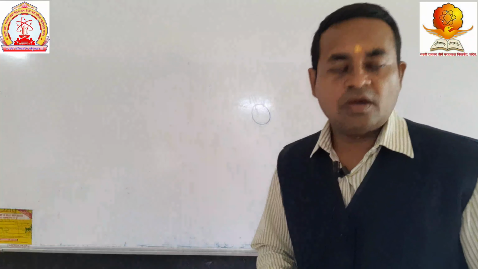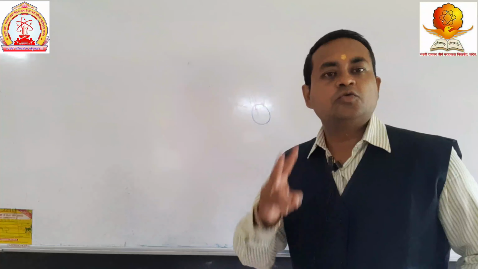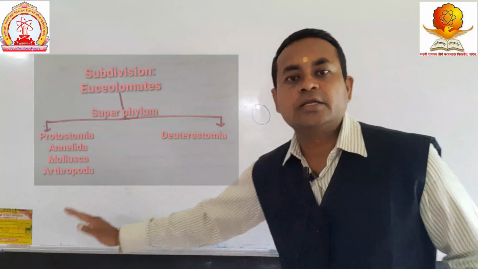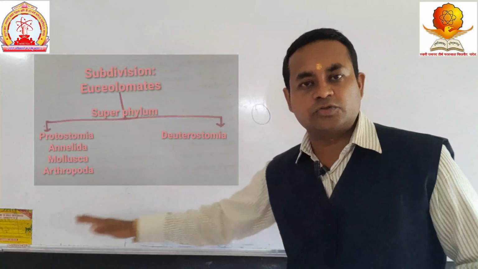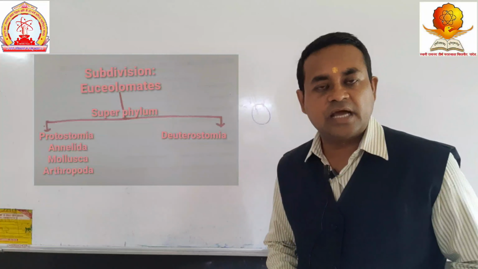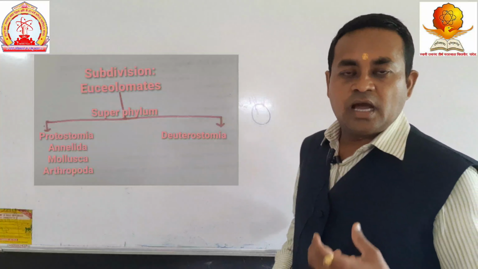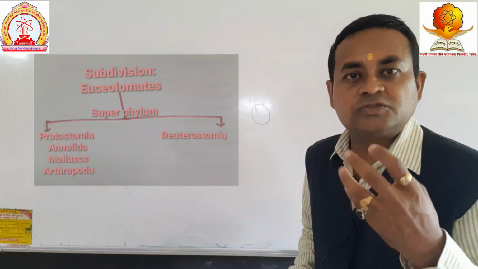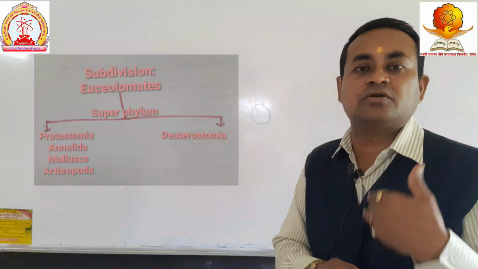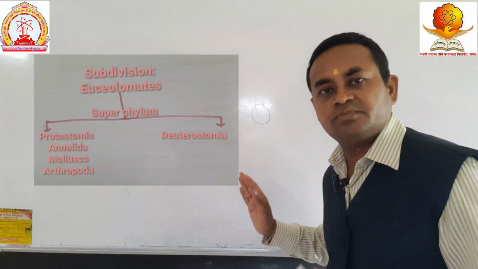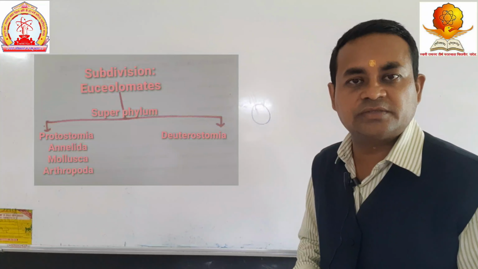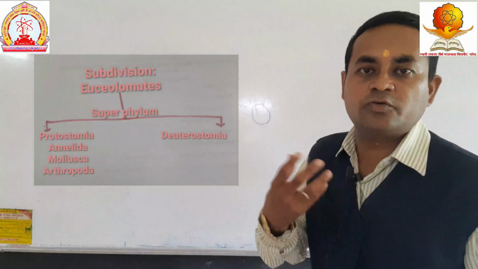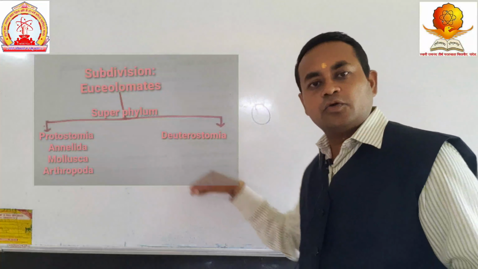Again, the coelomate is divided into two important parts. One is the protostomia, another one the deuterostomia. The protostomia are those animals in which, at the time of embryonic development, the blastopore opens into the mouth, and the anus forms later. Pro means first, stomium means mouth. Those animals are included in the protostomia.